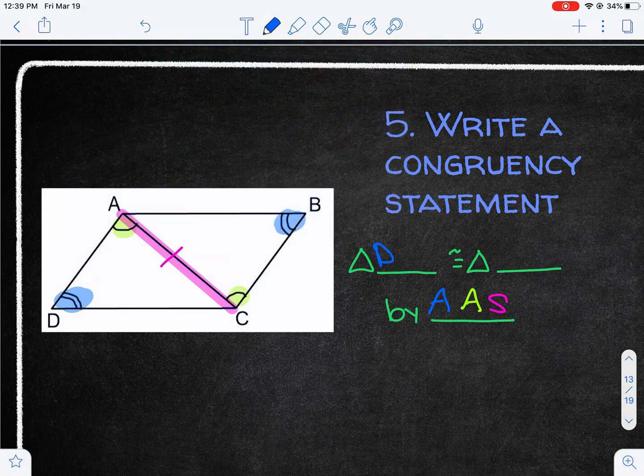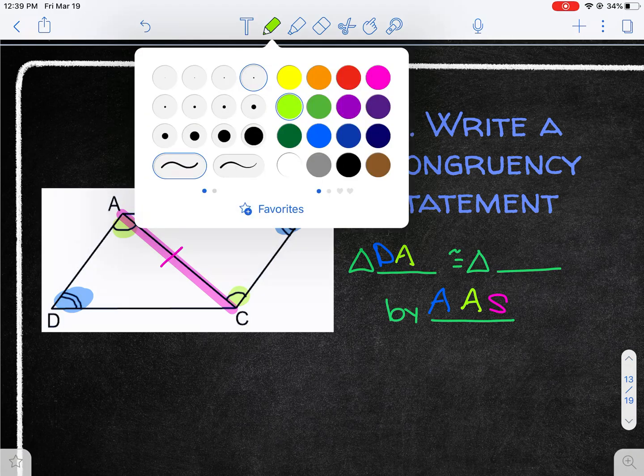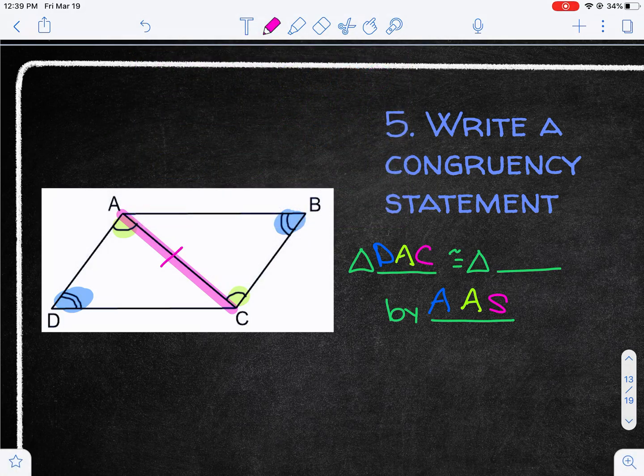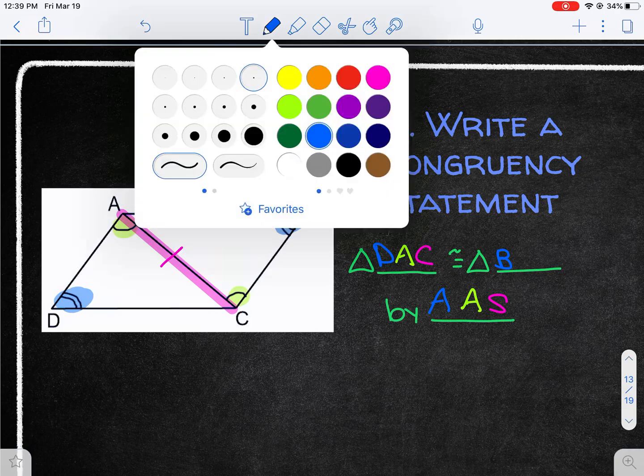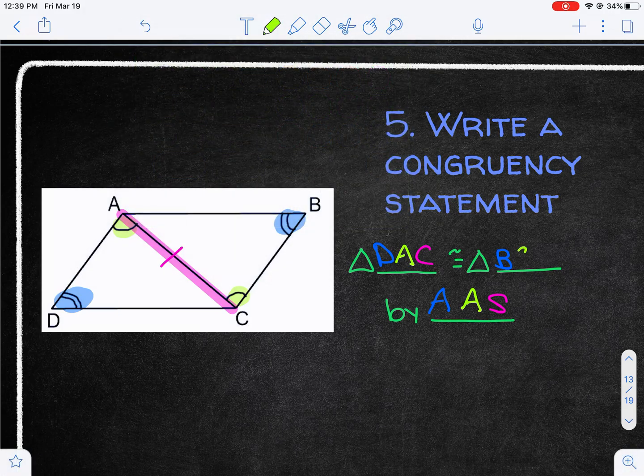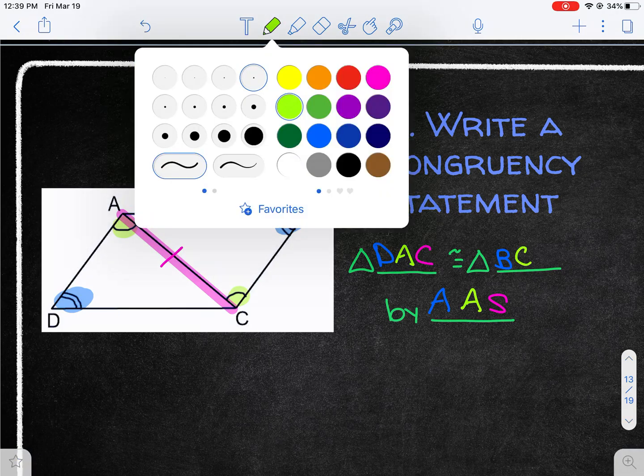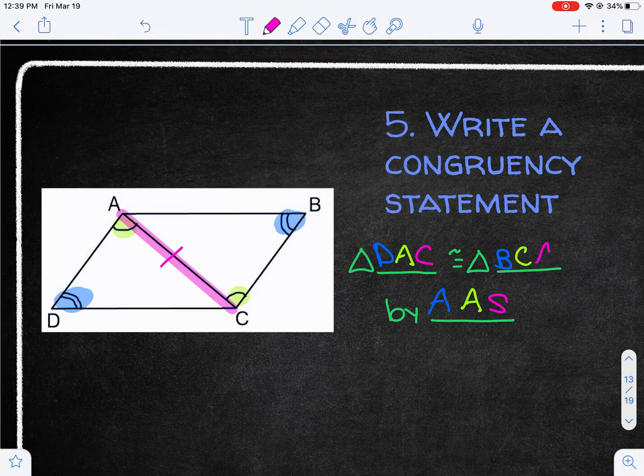My blue angle is D in my first triangle, my green angle is A, and then my last letter here is C. I need to make sure that matches up with the other one. The blue angle that matched up with D is B. The green angle that matched up with A is C. And my last letter then in that second triangle is A.